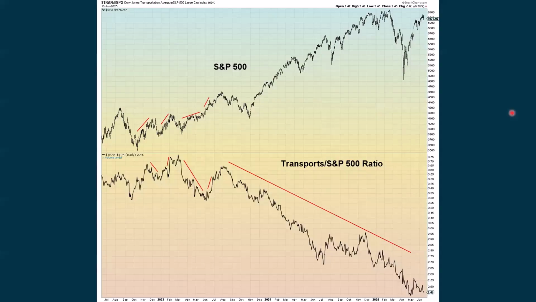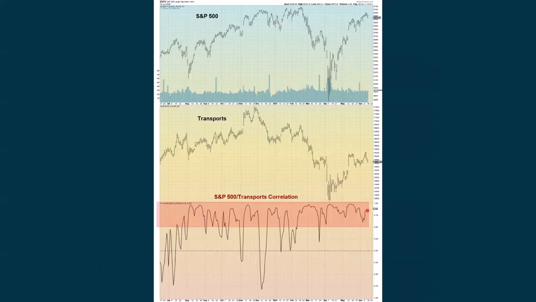Then we look at a ratio between the transports and the S&P, showing how the transports are underperforming the S&P 500, but the correlation, even though they're underperforming, is still fairly strong down here. We're getting a pretty high reading when we compare the S&P to the transports.